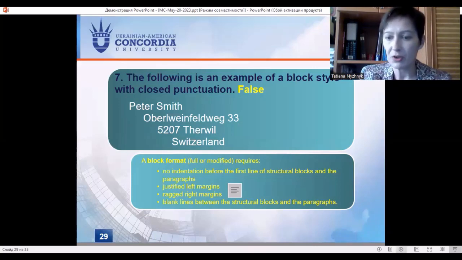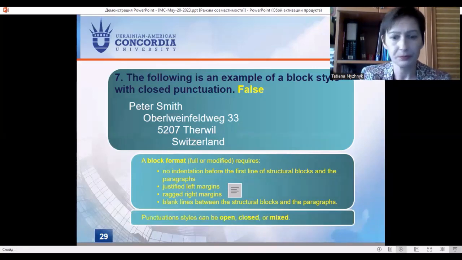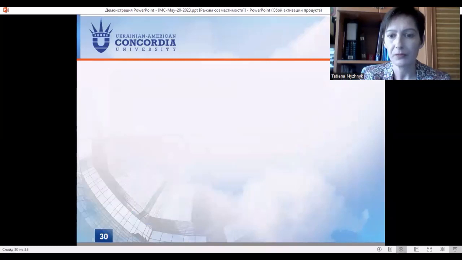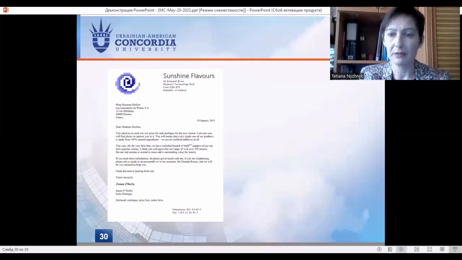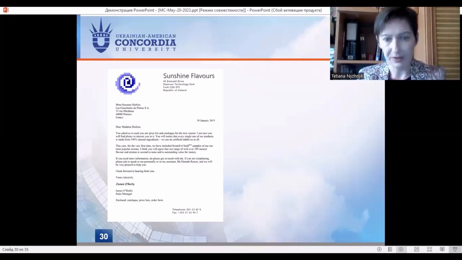And let me show you 2 examples. On the left, you can see a letter which is written in the block format. As you can see, the left margin is justified, the right margin is ragged. Now, the only element which is written on the right is the address. This is possible even for a full block format, depending on the country.